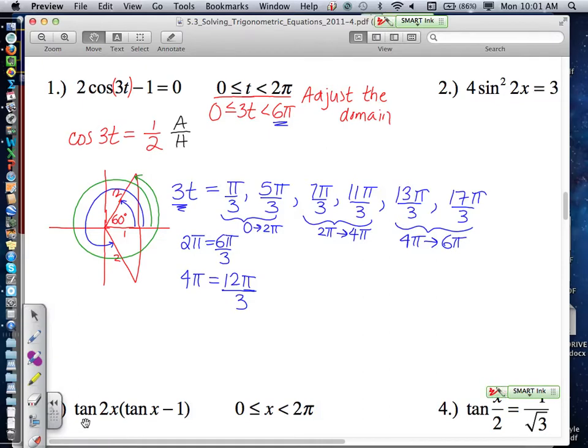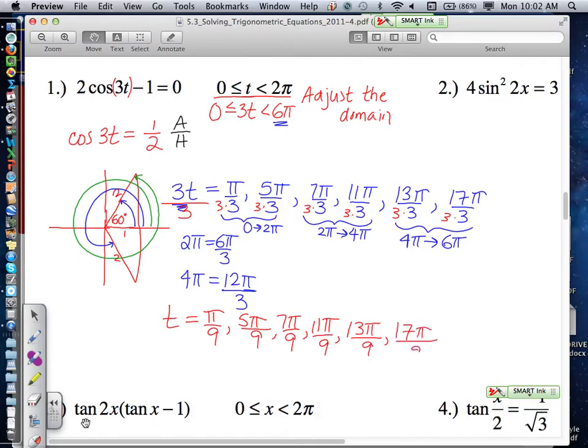So now let's go back and actually solve for t. If these angles are equal to 3t, then t would be equal to 1/3 of those. I would just divide both sides of this equation by 3. I could divide here by 3, and then I would have to divide by 3 in each one of these fractions. I'm just doing the same thing on both sides of an equation. So I end up with pi over 9, 5 pi over 9, 7 pi over 9, 11 pi over 9, 13 pi over 9, and 17 pi over 9.